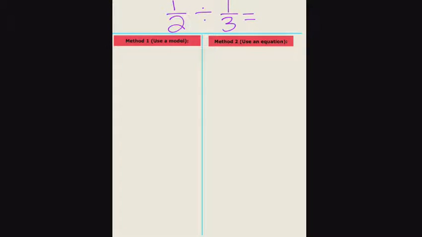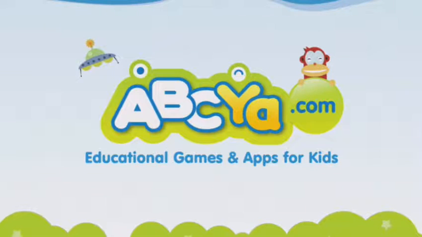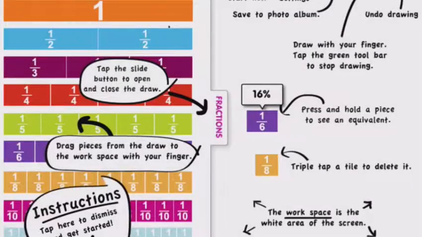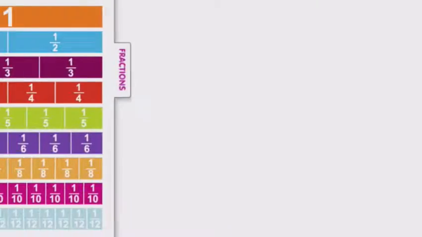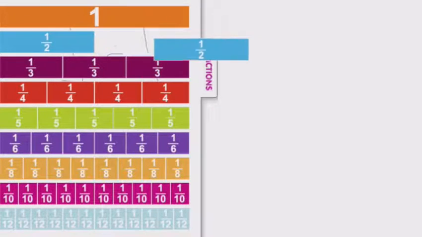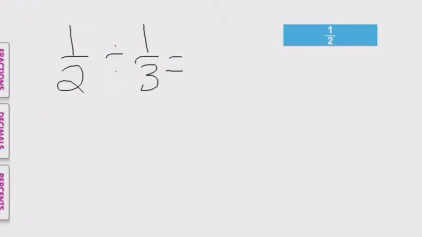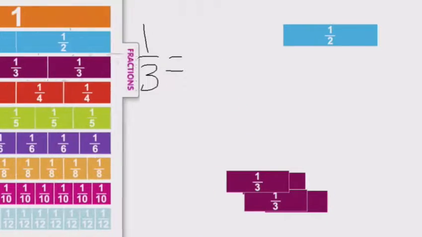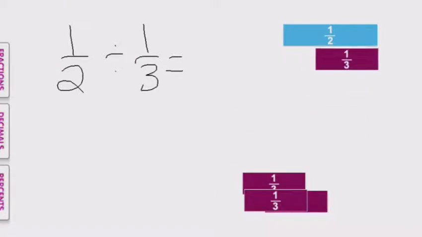Okay, let's go ahead and try another one. 1/2 divided by 1/3. Okay, let's start with our virtual manipulatives. I'm going to start by writing down my problem, which is 1/2 divided by 1/3, and then go ahead and model my 1/2. And then we're going to go ahead and just pull out a bunch of 1/3 pieces. Not sure how many we'll need. So I'm going to go ahead and pull that up.